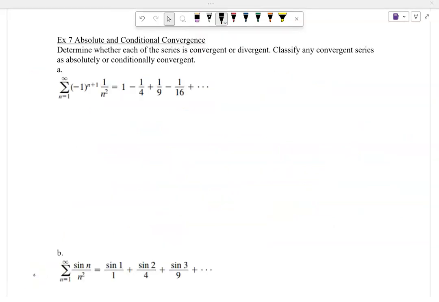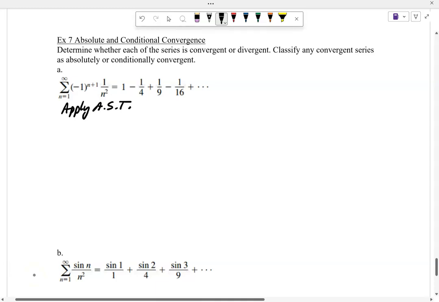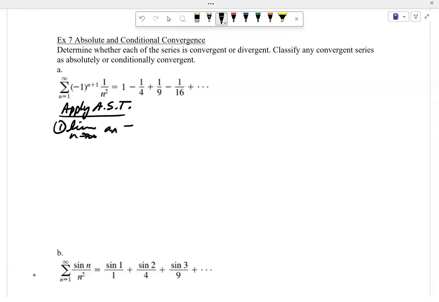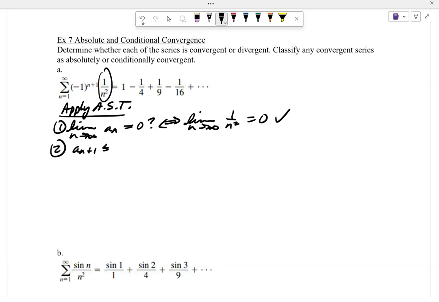Notice the terms do alternate, so we'd apply the alternating series test. So number one is the limit as n goes to infinity of the non-alternating part. Does that equal 0? So this is the alternating part, right? The negative 1 to the n plus 1. So we're just looking at the 1 over n squared. Well, 1 over infinity does equal 0, so that's true. So a_(n+1) less than or equal to a_n for all n.